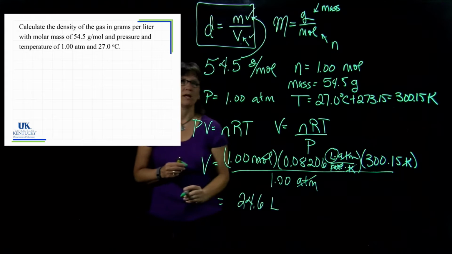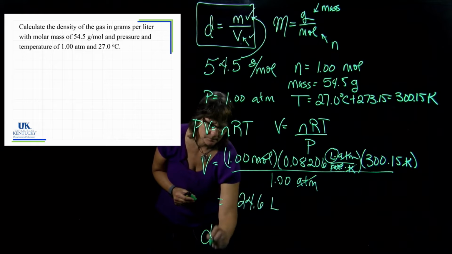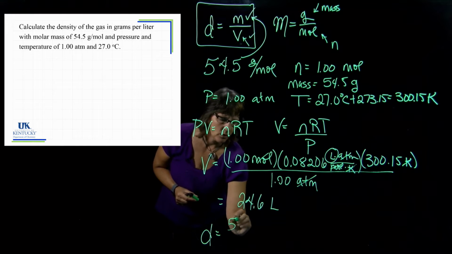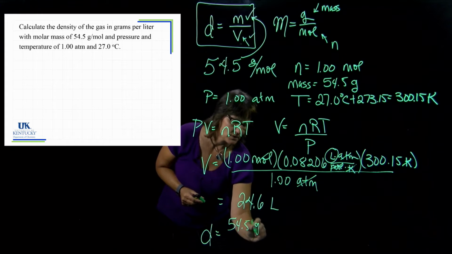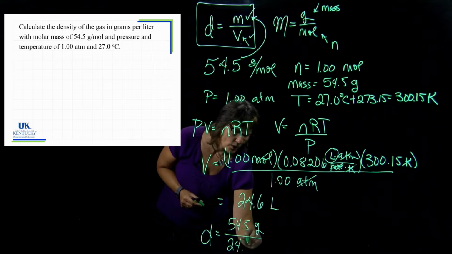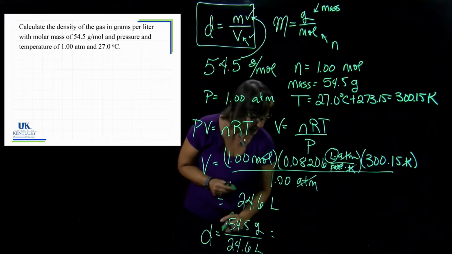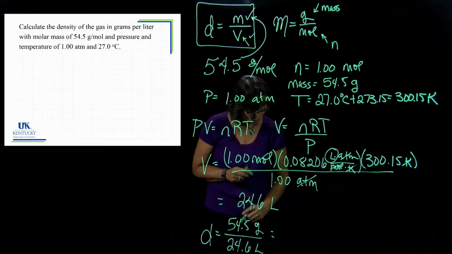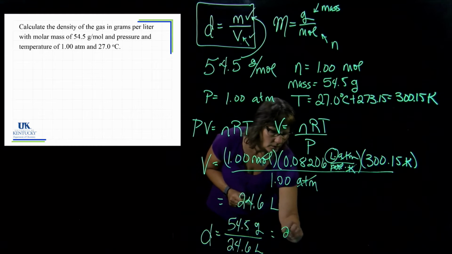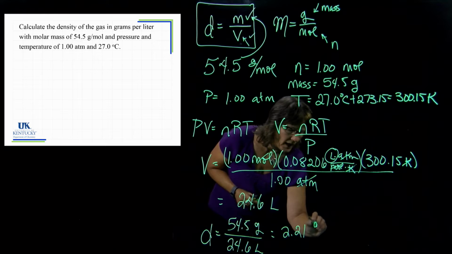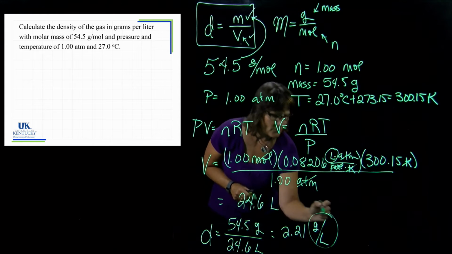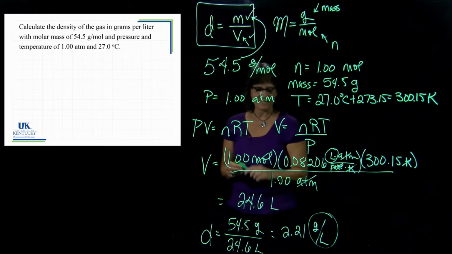So at this point I'm ready to calculate the density. Density is the mass, which is 54.5 grams, divided by the volume, which is 24.6 liters. And this will give me a density equal to 2.21 grams per liter. Now, a little mention about the units here. This is a very common unit for density of a gas.